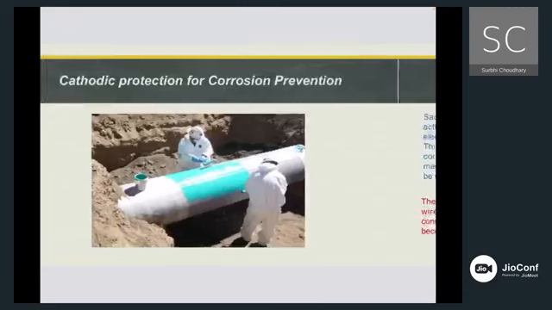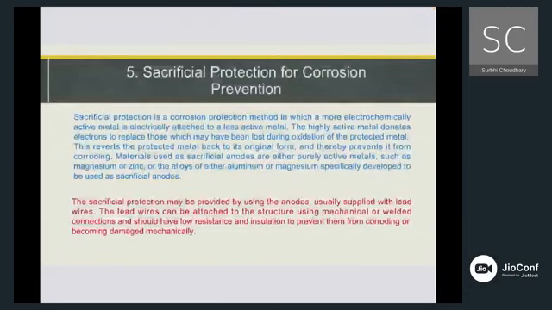This is a picture of how we protect the cathode. And this one is the last method, the sacrificial protection method for corrosion resistance. There is a small difference between the sacrificial protection method and the cathodic protection method: in the sacrificial protection method, no power source is applied, whereas in the cathodic protection method, an external power source is applied.